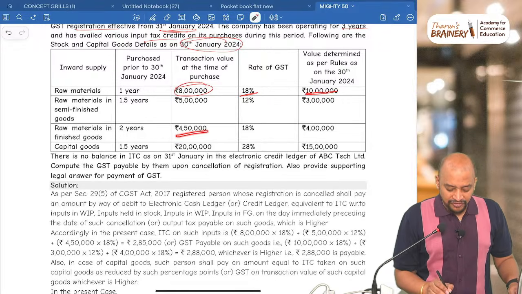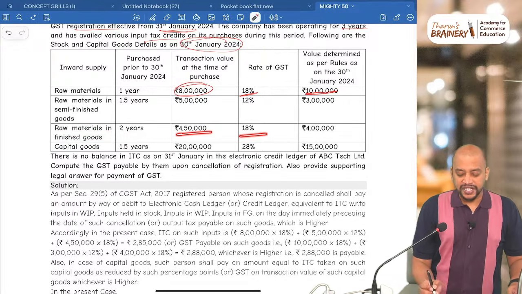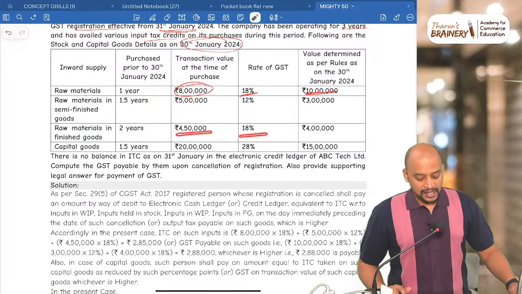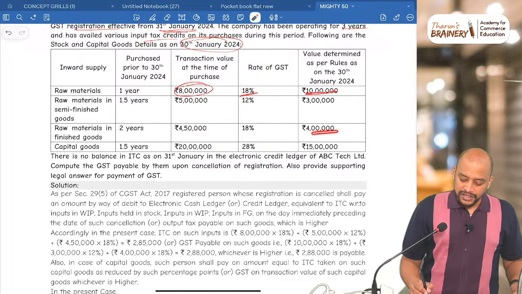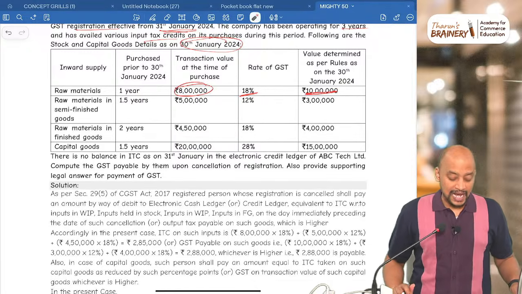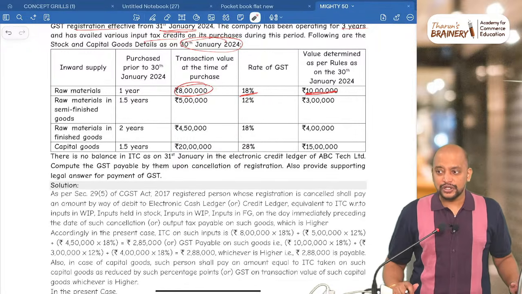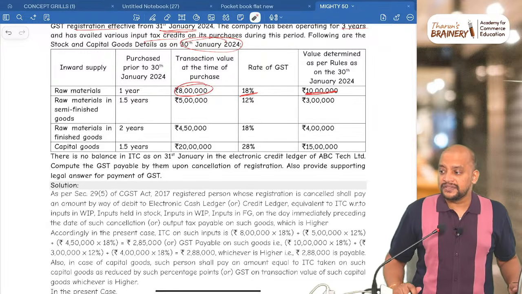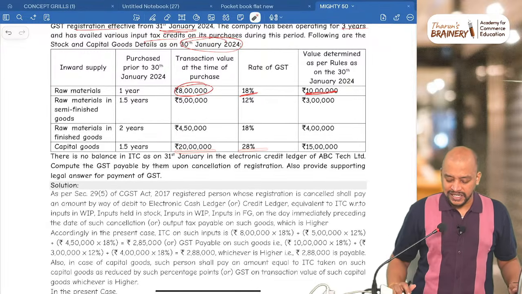Then 4,50,000 raw materials in the form of finished goods. 4,50,000 into 18%, 81,000, or 4 lakhs into 18%, whichever is higher is 81,000 only. Last case, capital goods. For capital goods, how much is the ITC to be reversed? ITC availed divided by 60 months. So that is 20 lakhs into 28%.